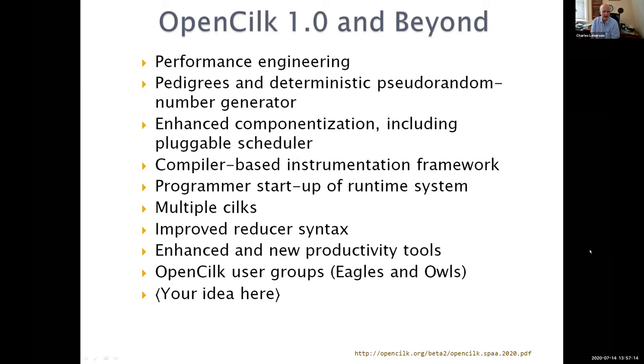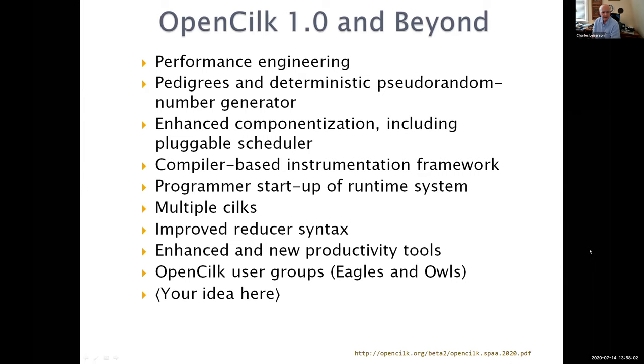We also have the missing functionality from Intel's Cilk Plus. In particular, we do not currently support pedigrees and a deterministic pseudo-random number generator. One of the things about most parallel computing platforms is that they don't have a deterministic parallel pseudo-random number generator. And we want to have a parallel one. We know how to do it. That was one of the major pieces of research that we did at MIT that we spun out and Intel adopted. But we have not yet done that for OpenCilk.